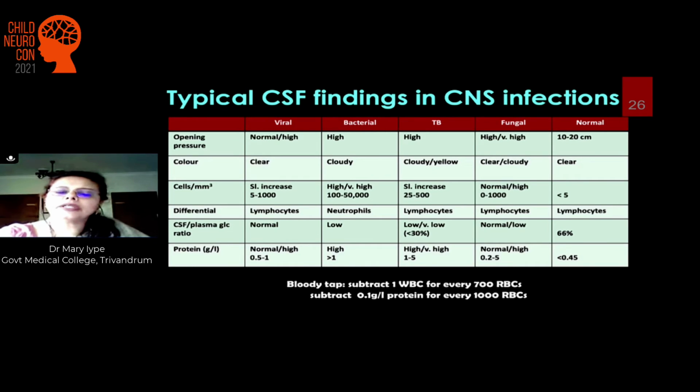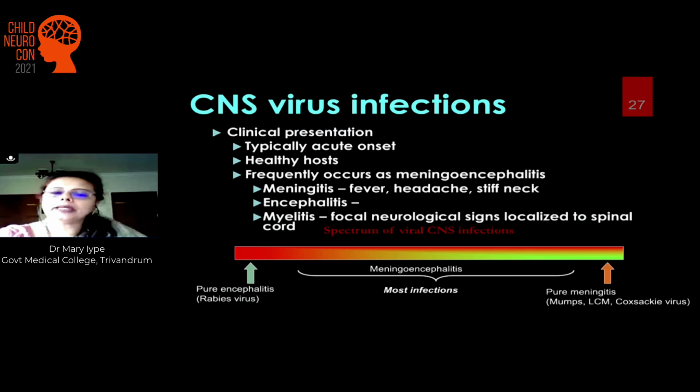CNS viral infections or viral encephalitis are peculiar in that they could manifest as a pure encephalitis as in rabies, a pure meningitis as in mumps, lymphocytic choriomeningitis or Coxsackie, or as in the majority as a meningoencephalitis.